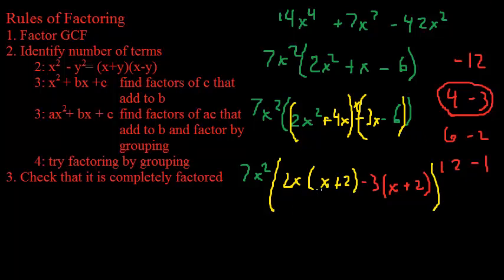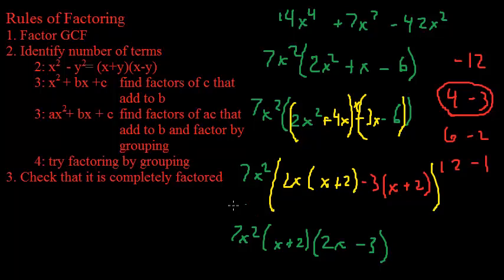Now, I notice here that I have this same binomial in each of these two pieces, x plus 2 and x plus 2. So I will pull that out. Okay, again, remembering to keep my greatest common factor out front. Right, so now I have an x plus 2 that I've pulled out, and it's multiplied by what's left. If I pull an x plus 2 out of here, I'm left with 2x. Pull an x plus 2 out of here, I'm left with minus 3.